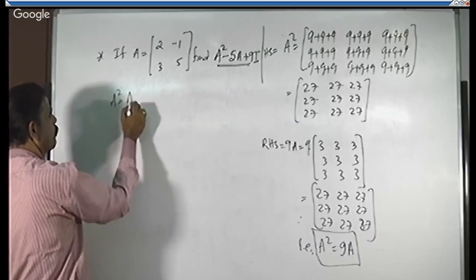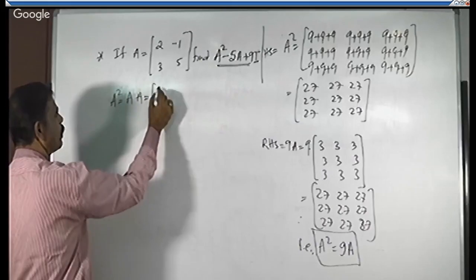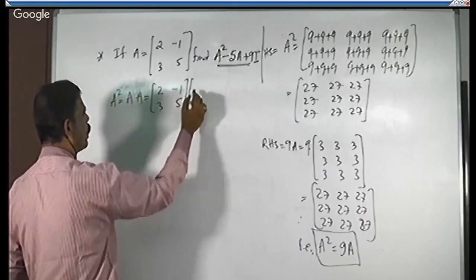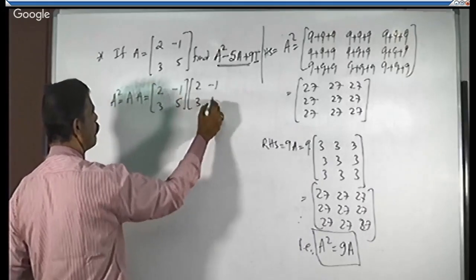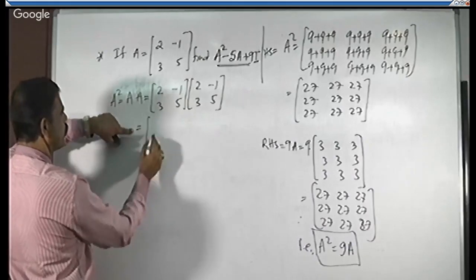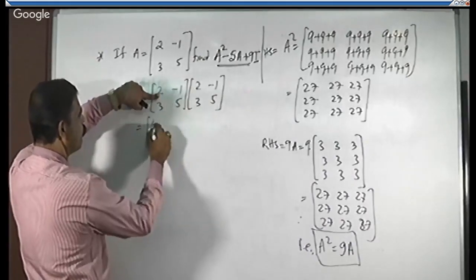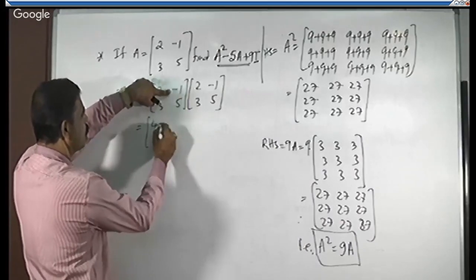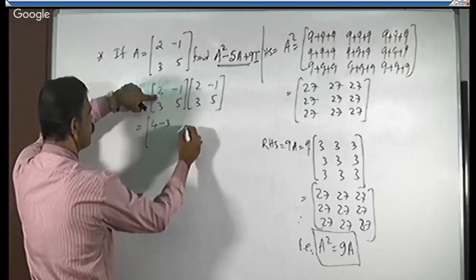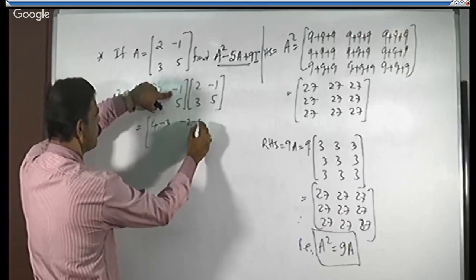A square is what? A into A. Don't square each element. 2 minus 1, 3, 5, and one more A, 2 minus 1, 3, 5. Take that product. What is it? It is rows into columns. First row into first column, 2 into 2, 4, minus 1 into 3, minus 3. First row, second column, 2 into minus 1, minus 2, minus 5, minus 1 into 5, minus 5.